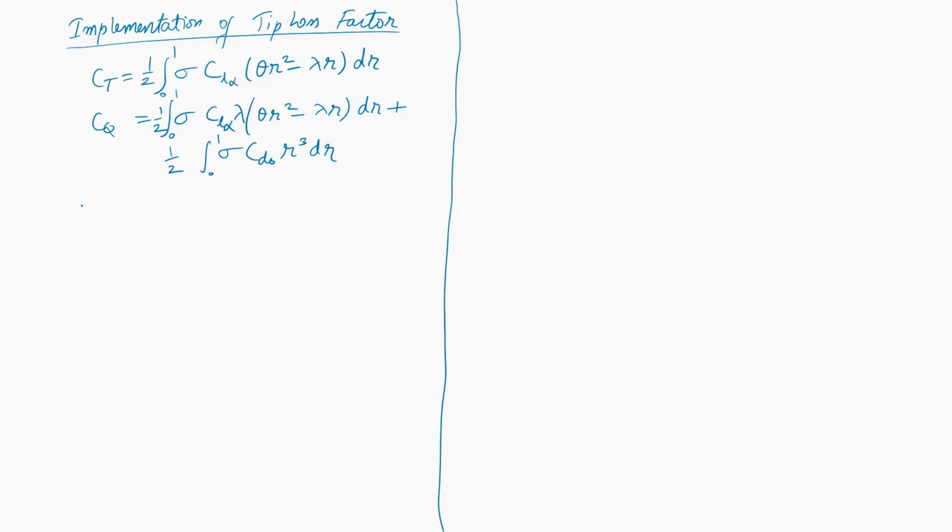I require lambda. So, I go back to my lambda, which is given as sigma CL alpha by 16 F into the square root of 1 plus 32 F theta r by sigma CL alpha, minus 1. So, I need to evaluate CT and CQ using this lambda, but then I do not know F to begin with, right. So, how do I start?